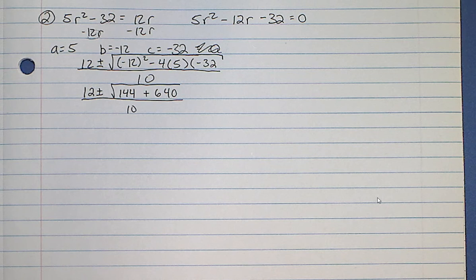And then negative 4 times 5. Well, you want to know where that 640 came from. Negative 4 times 5 is negative 20. And what's that times negative 32? 640. You sure? Okay, now I'm positive.